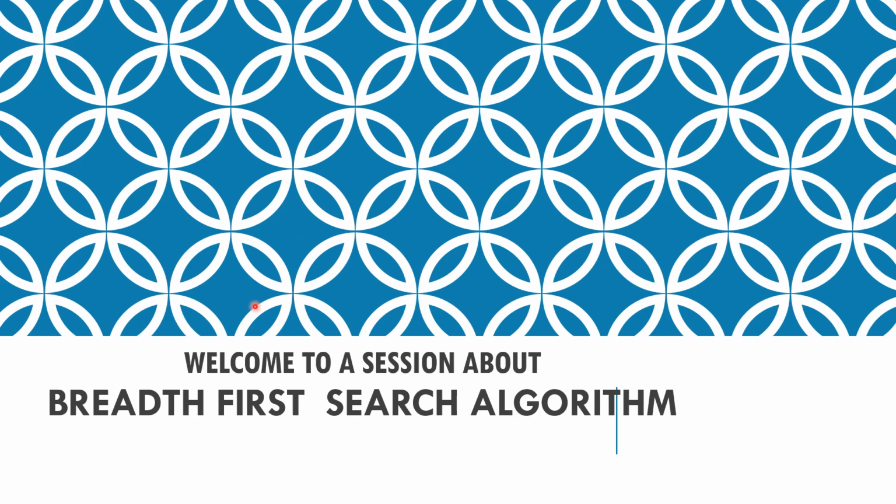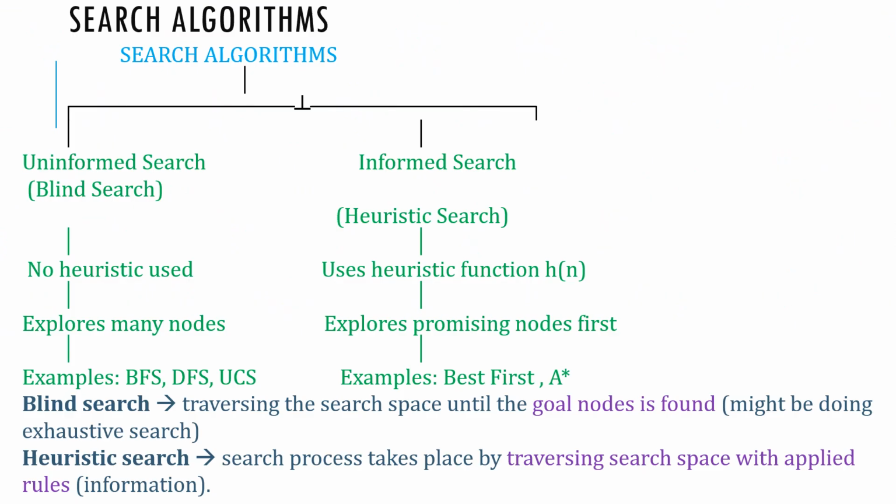Welcome to a session about the breadth first search algorithm. Search algorithms are classified into two types: uninformed search and informed search. Uninformed search is also called blind search. Informed search is also called heuristic search.